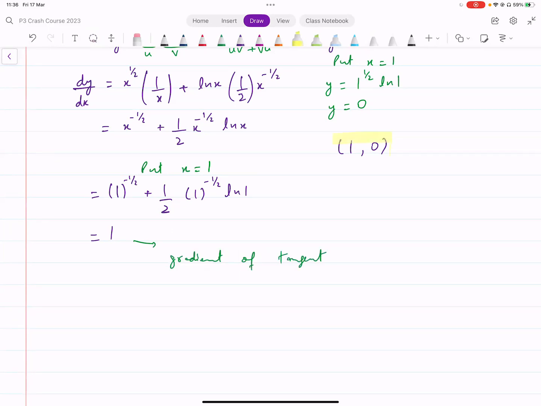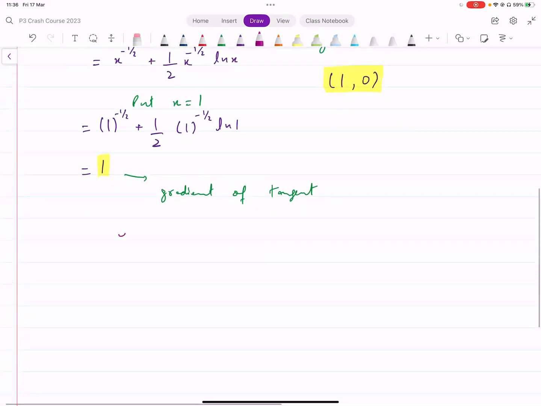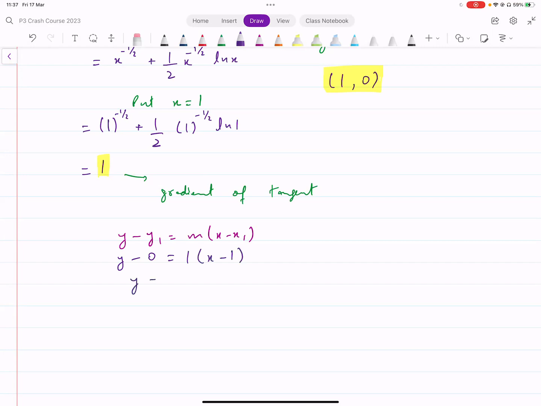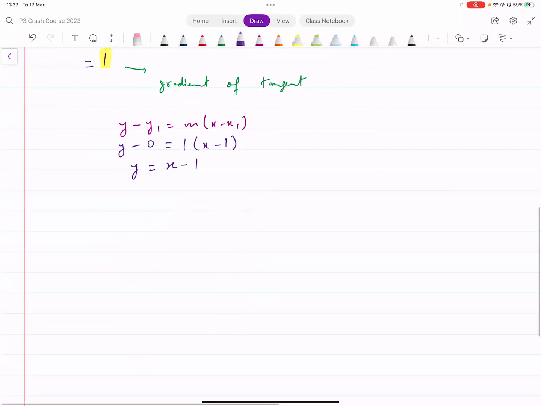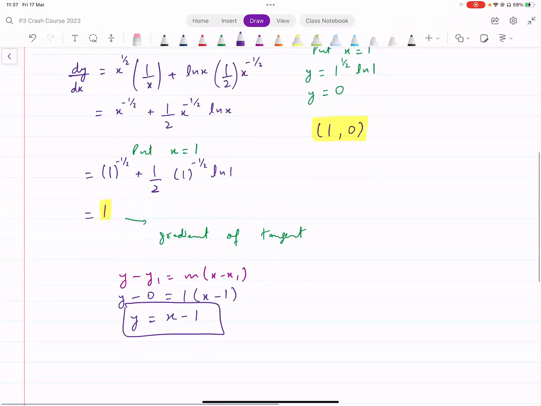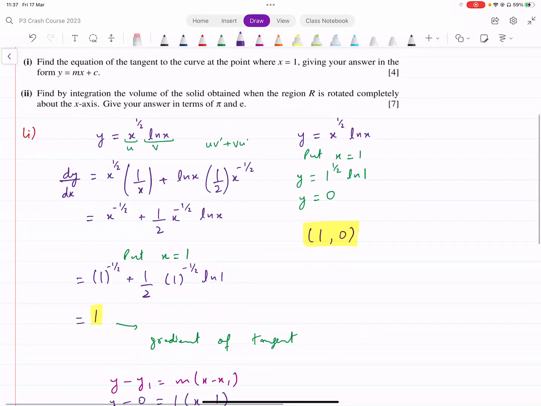Now we have a point and we have the gradient. We can write down the equation of the tangent. That's going to look like this: y minus y1 equals m into x minus x1. Just input values. y minus 0 equals 1 into x minus 1. And that just gives us y equals x minus 1. This is the equation of the tangent to the curve at that point. That's the first thing that we were looking for. Okay, so that's the first part, pretty straightforward.